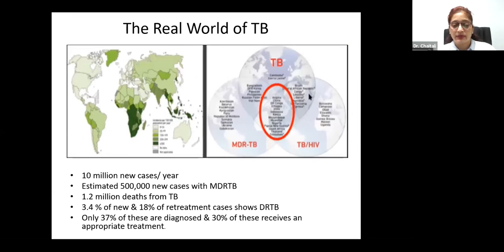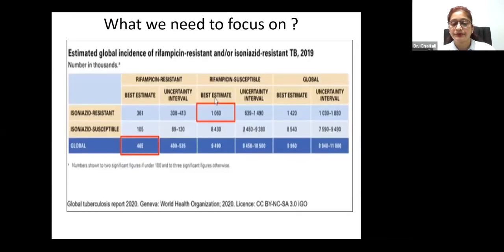I'm not investing much time here, as Dr. Anilkumar has already spoken about this. Even though there are 10 million new cases per year, you can see in this Venn diagram an estimated 500,000 new cases with MDR TB and 1.2 million deaths from TB. 3.4% of new and 18% of retreatment cases show some type of DRTB. Only 37% of these are diagnosed and 30% of these receive appropriate treatment.